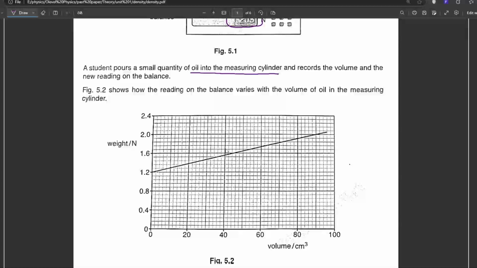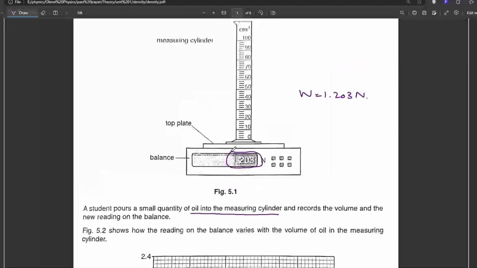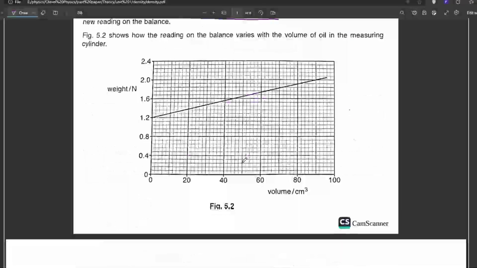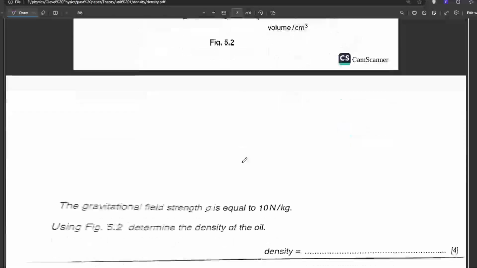A student pours a small quantity of oil into the measuring cylinder and records the volume and the new reading on the balance. Figure 5.2 shows how the reading on the balance varies with the volume of oil in the measuring cylinder. So basically, you are constantly pouring oil in the cylinder, and your weight is increasing, and your volume is also increasing.